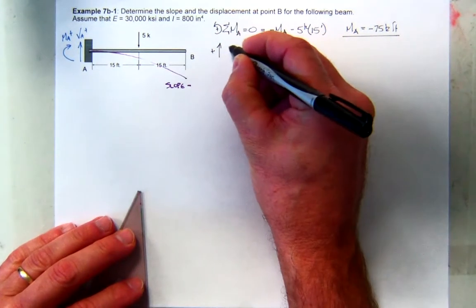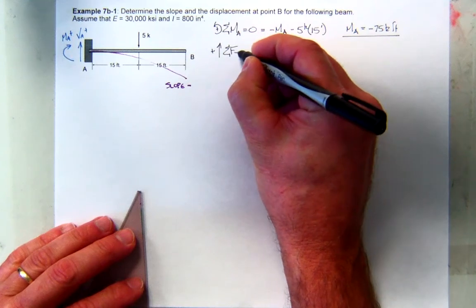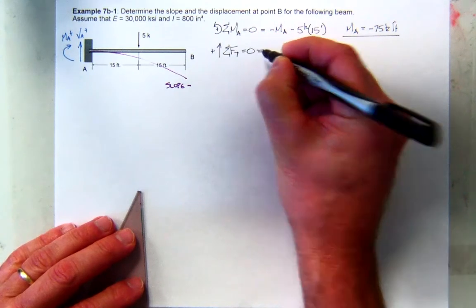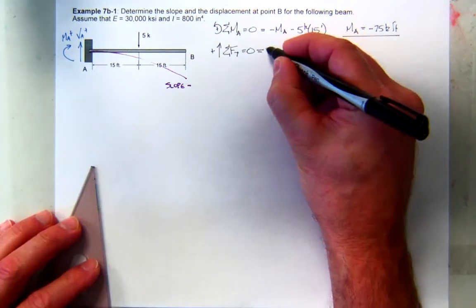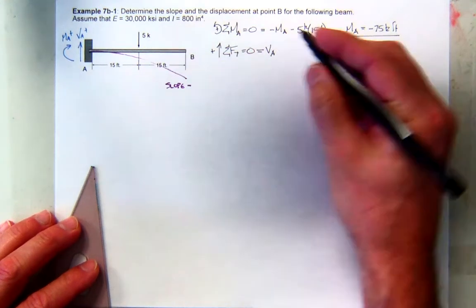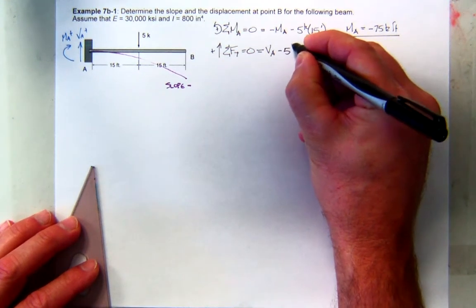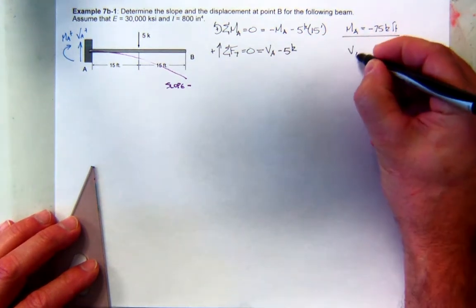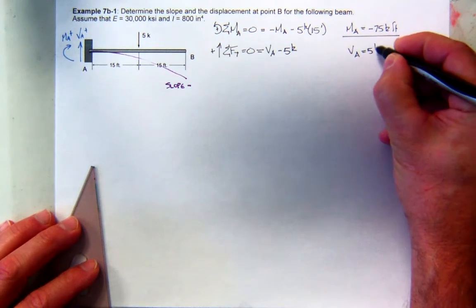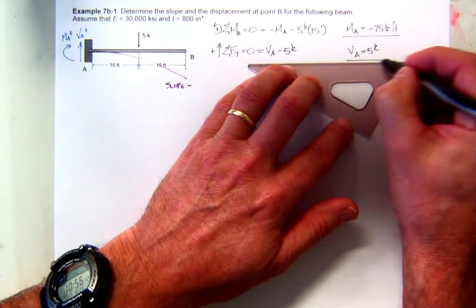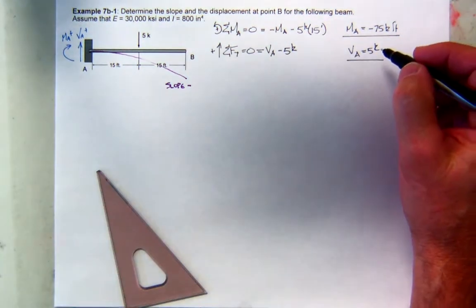Now let's sum forces in the y direction. And what do we have? I've got my shear force acting up. That's positive. I've got my 5 kip force acting down. That's negative. So it looks like the shear at A is 5 kips. So I've got enough now to build my shear force and bending moment diagram.